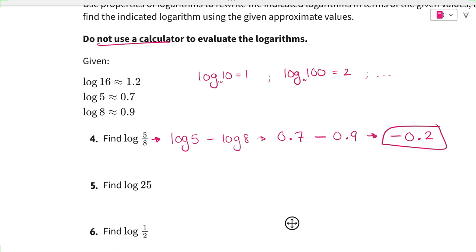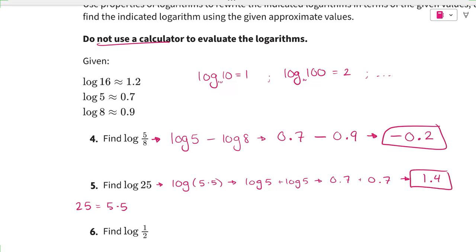Log of 25. So 25, we can think of this two ways. We can think of it as 5 times 5. So I'll do that first, right? So log of 5 times 5. Well, that becomes log of 5 plus log of 5. Well, log of 5 plus log of 5 is 0.7 plus 0.7. 7 plus 7 is 14, right? So 0.7 plus 0.7 is 1.4.